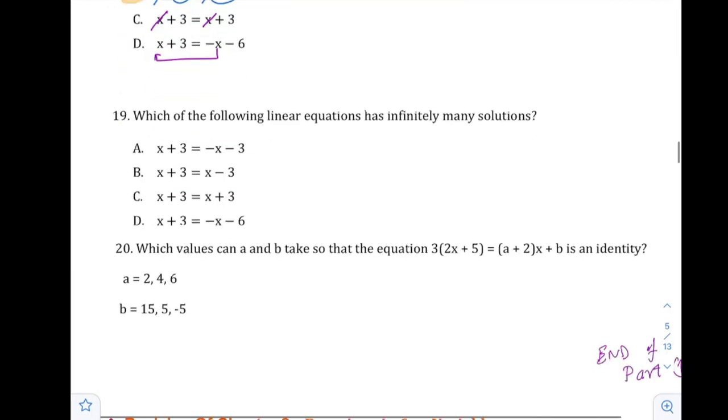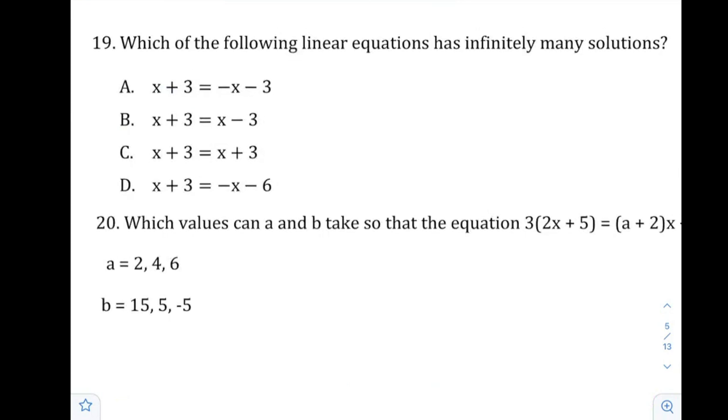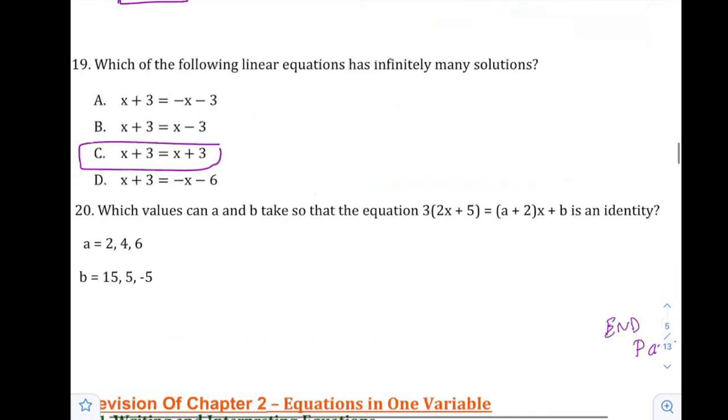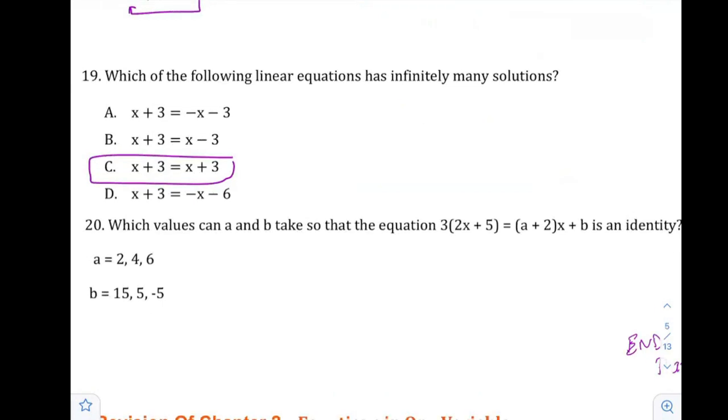Which of the following linear equations has infinitely many solutions? We checked it just now. This is obviously the solution because you have two identical parts, two identical sides. The right-hand side is exactly equal to the left-hand side. And this will be the last question in this part. Which values can a and b take so that the equation is an identity?